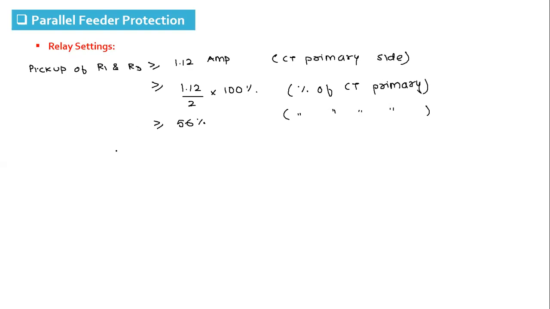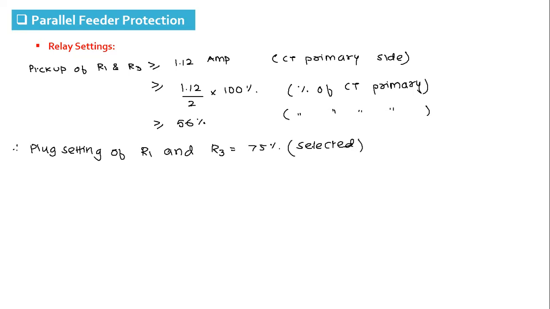Okay, and what is the range available? 50% to 200% in 7 equal steps. So the next step available is 75%. Obviously 50, 75, 100 we know. So the next available range for us is 75%, and that is why the plug setting of R1 and R3 we will select is 75%.